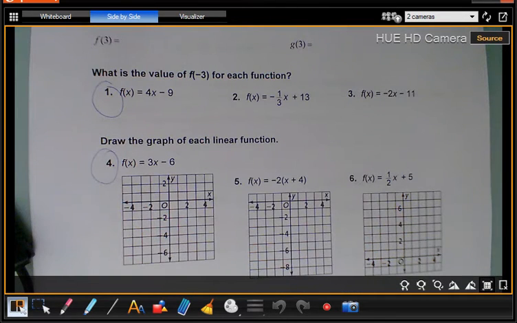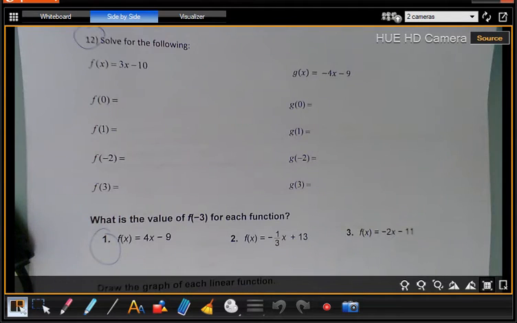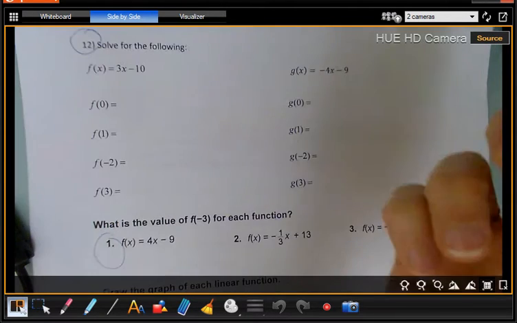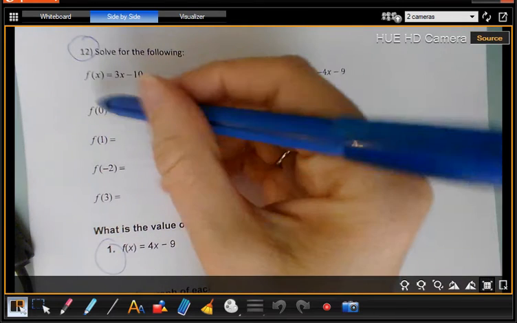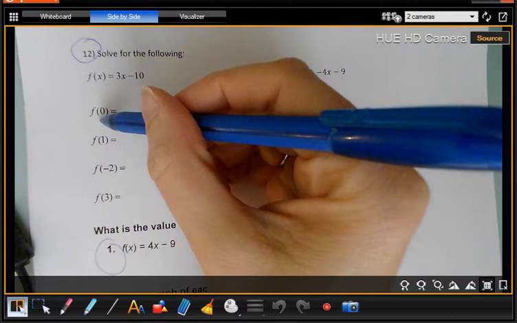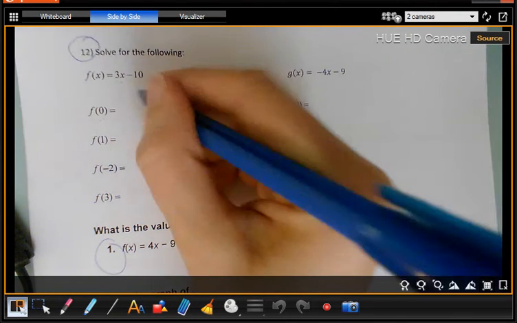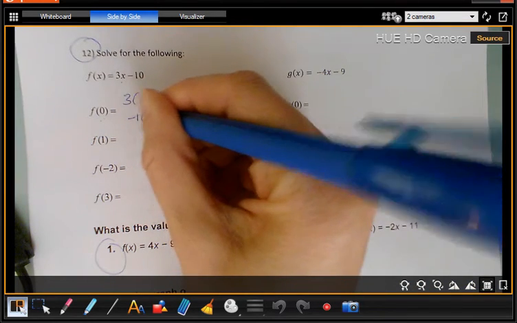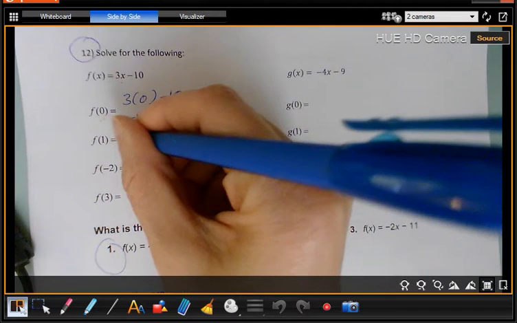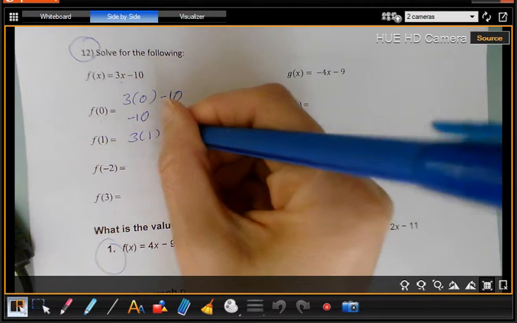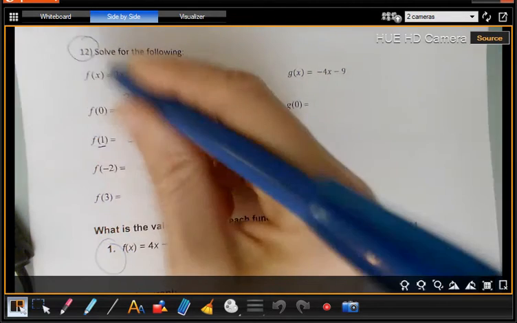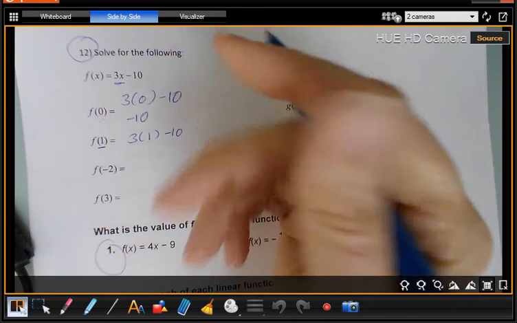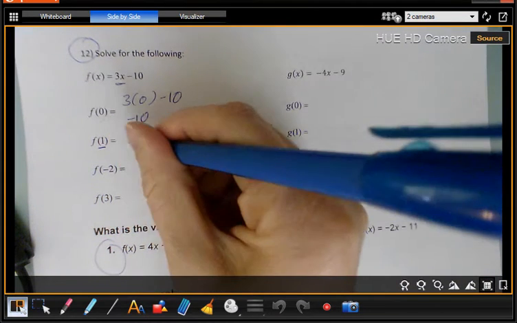Okay. Let's look here. This is just function notation right here at the top. So we've done something very similar like this, but we're just going to plug this in. When it says f of x is 0, it just wants you to plug 0 in for x. So we just have 3 times 0 minus 10 gives us a negative 10 as my answer. This would be 3 times 1 minus 10. I'm just plugging this in for x. So 3 minus 10 is negative 7.